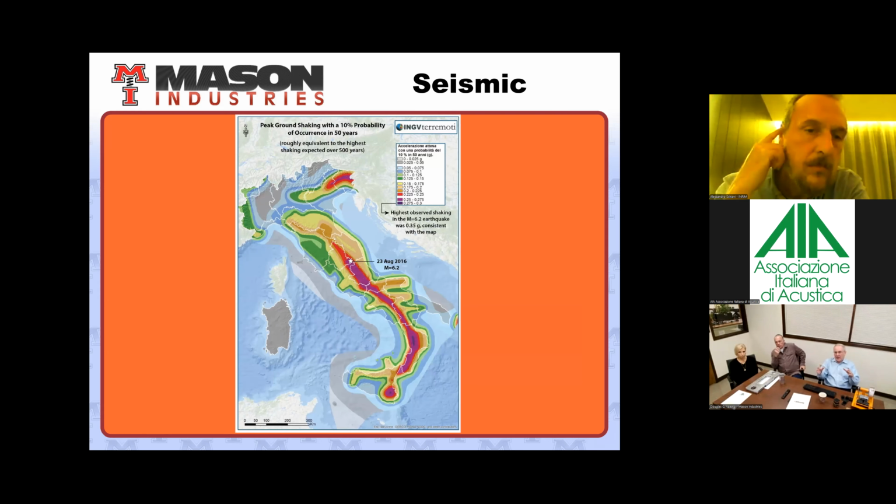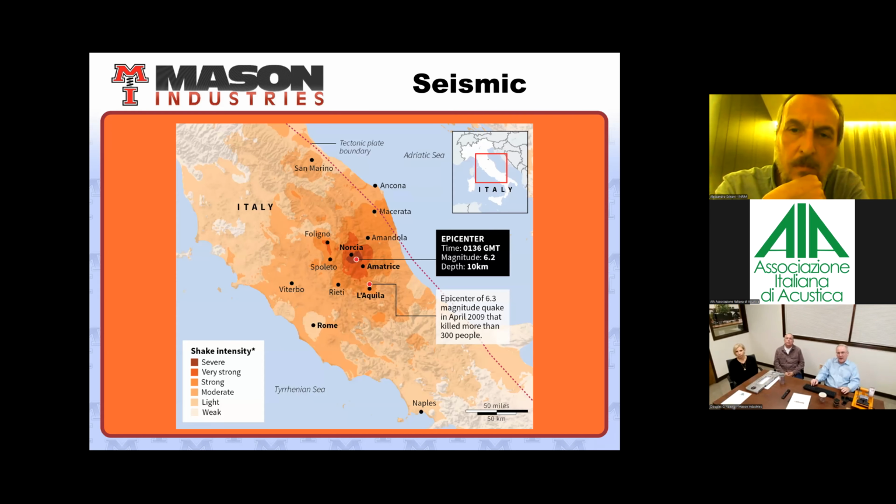One of the tricky things in Italy is you have obviously a significant seismic risk. So seismic and isolation, really two conflicting engineering requirements. With isolation, you want the equipment free floating. With seismic, you want it fixed to the structure. So we have selection tables.